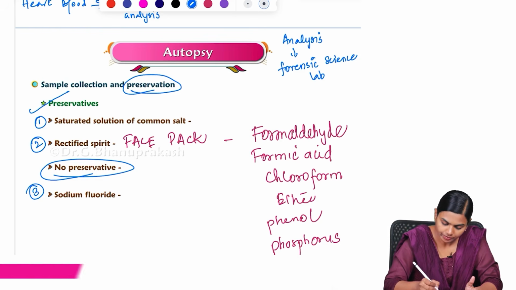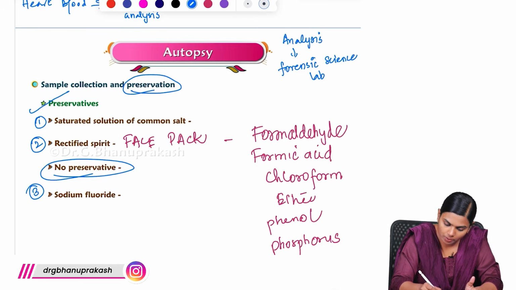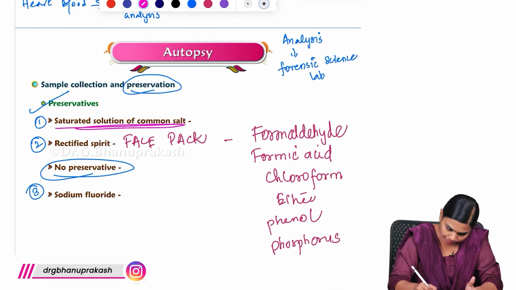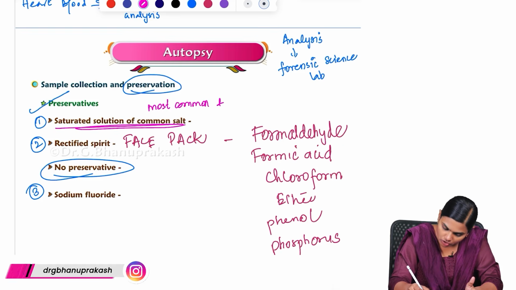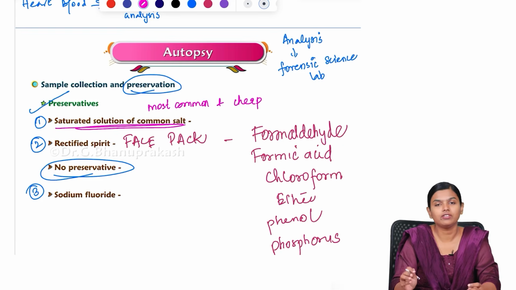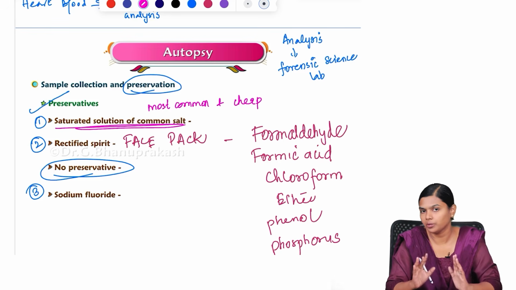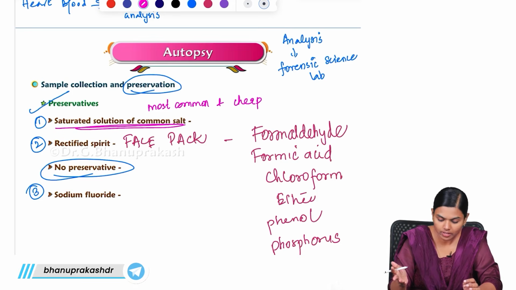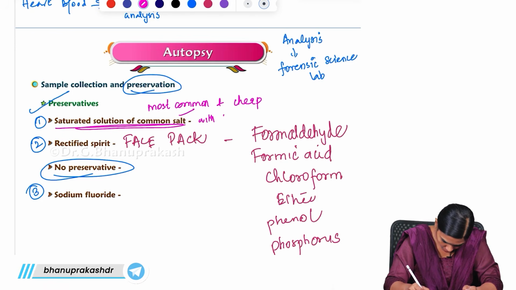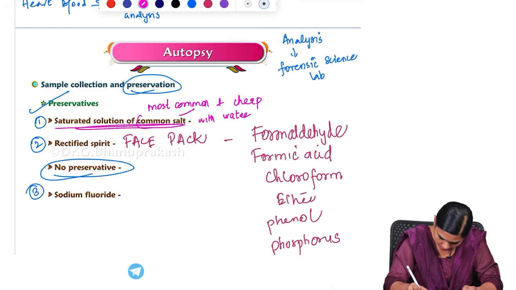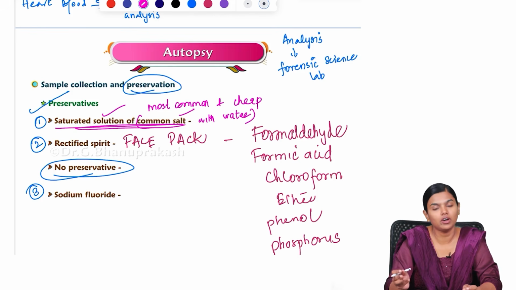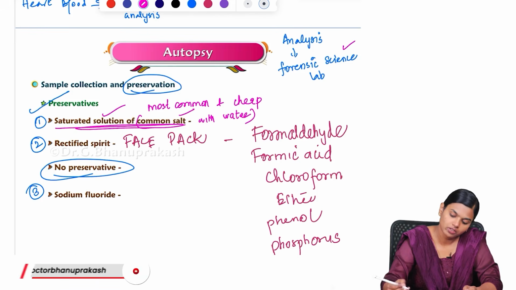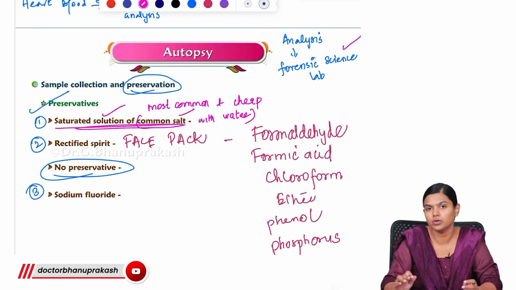First is your saturated solution of common salt. This is the most common and cheap preservative that we use. In all the cases we will be using this preservative. It is very easy to make. You will just simply mix common salt, like table salt, with water and you will get the solution. So you will put the organs in that and send it to the forensic science laboratory. This is how you preserve it.